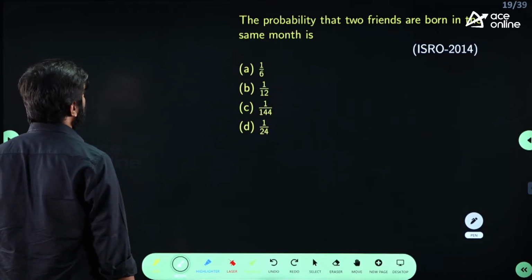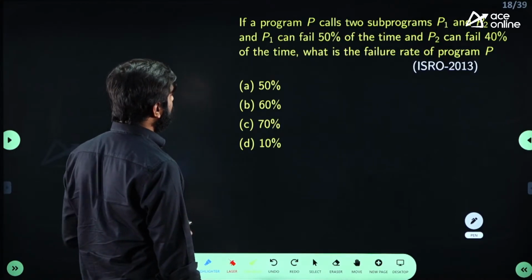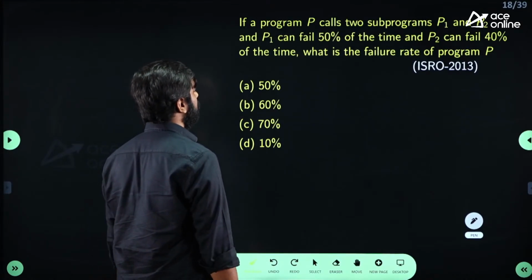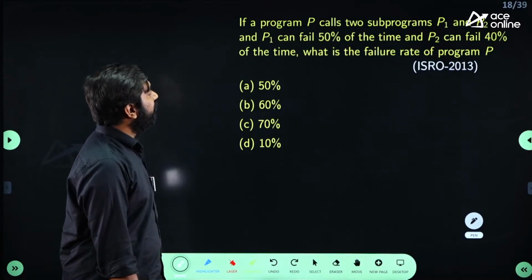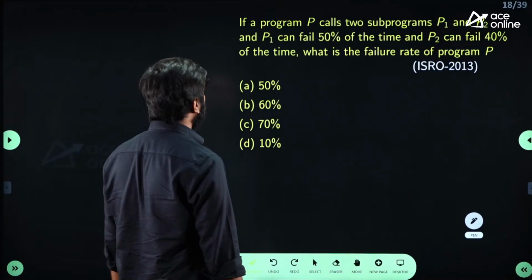Let's take a few more questions. If a program P calls two subprograms P1 and P2, and P1 can fail 50% of the time and P2 can fail 40% of the time, what is the failure rate of program P? This was asked in ISRO 2013.